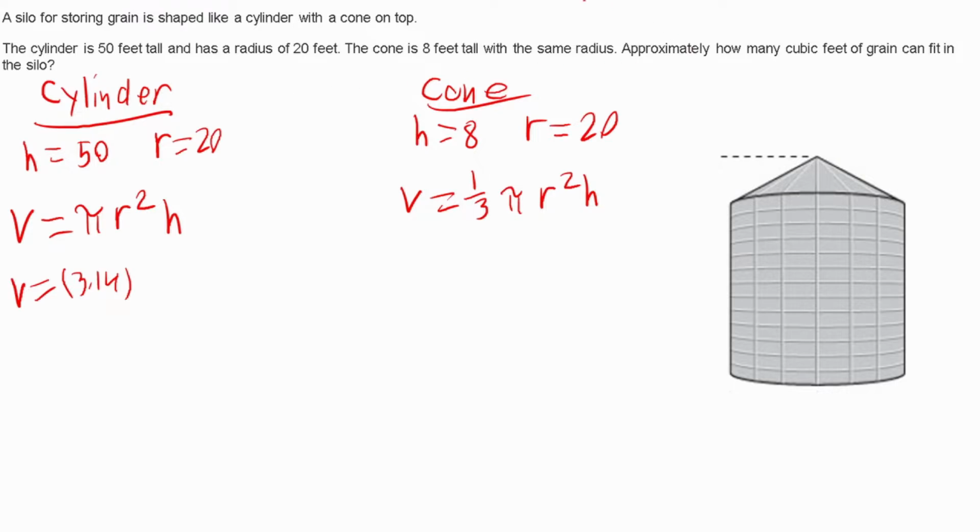And once again, this doesn't say in terms of pi, right? So we multiply by pi this time. My r is 20 squared, and my h is 50. So let's first find this, and then we'll go and do our other one. So all we have to do is plug this into our calculator. So we get 3.14 times 20 squared times 50. And that's going to give me 62,800.